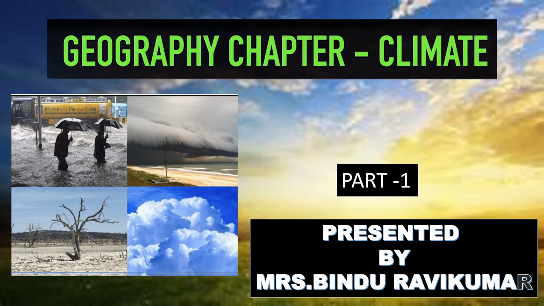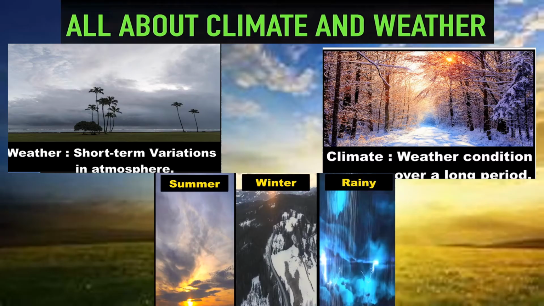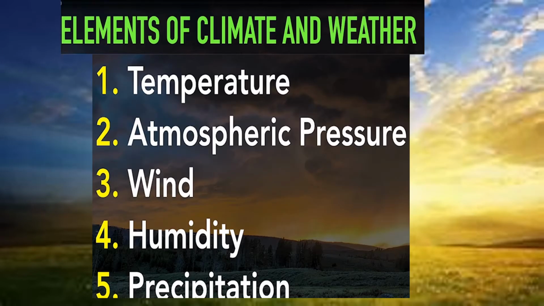Children, let's now look into the important concept of the geography chapter, climate. Now, what is the difference between weather and climate? Weather describes the day-to-day conditions such as wind, temperature, cloudiness, moisture, etc. affecting a place. Whereas climate is the average weather condition usually taken over a 30 year period for a particular region and time.